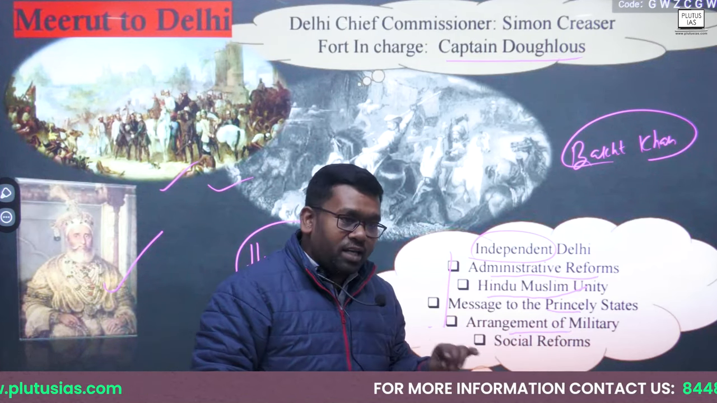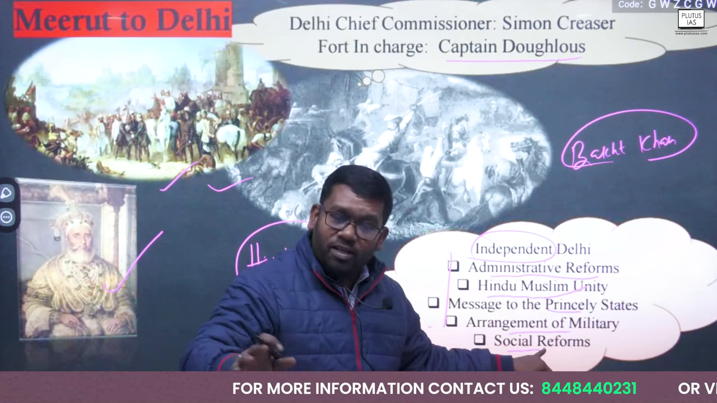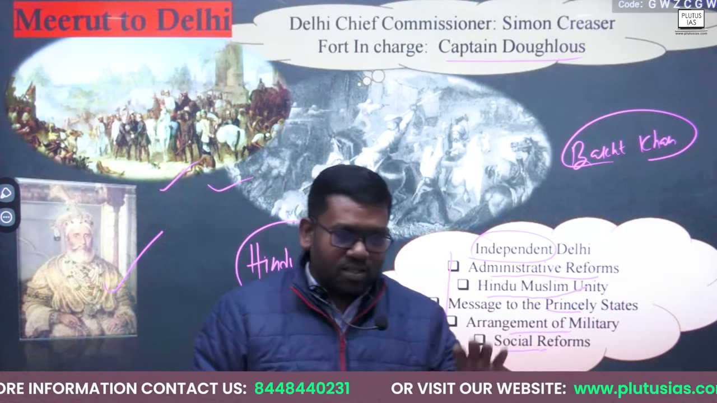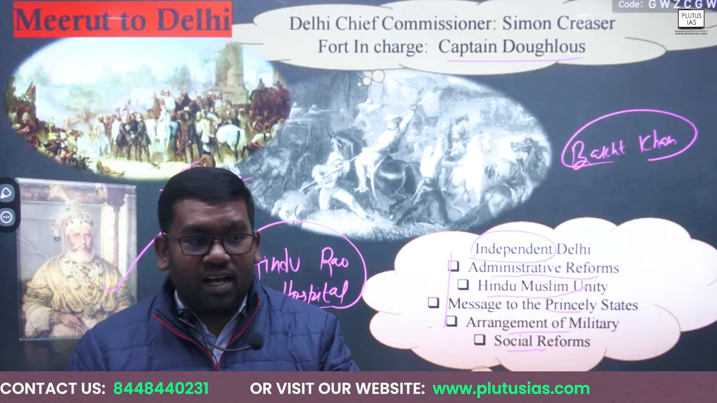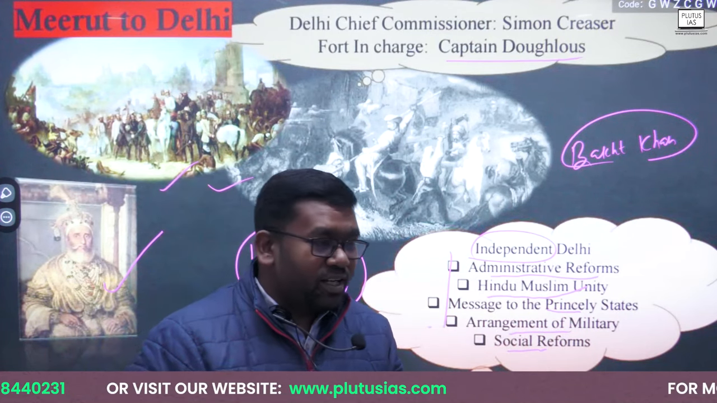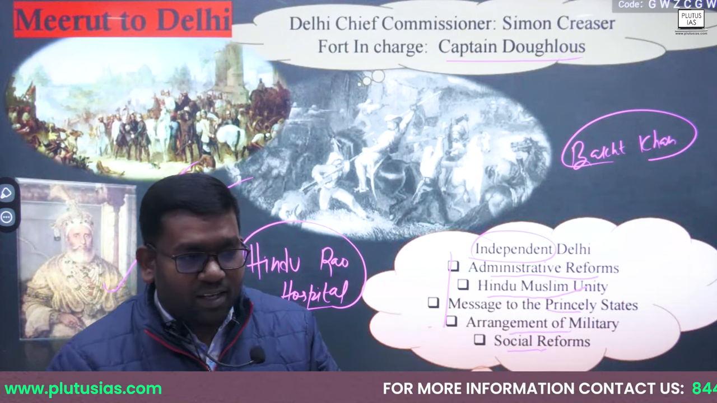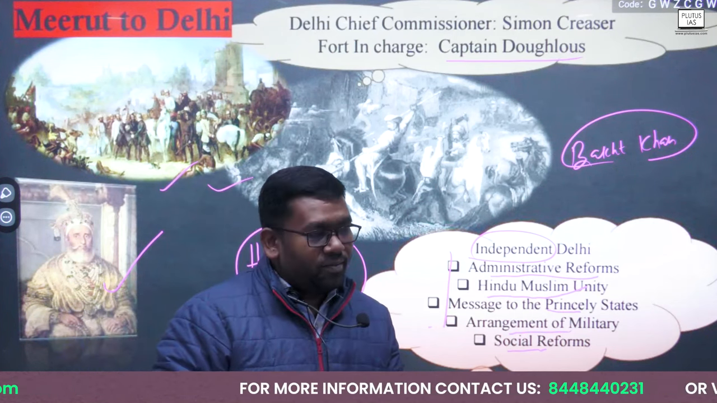Now the point is that he also brought social reforms. Sati Pratha, he banned that too. There won't be Sati Pratha, women should be given space. So the first important problem is that these mutineers are sepoys. They are living for the salary. So how will they rebel?